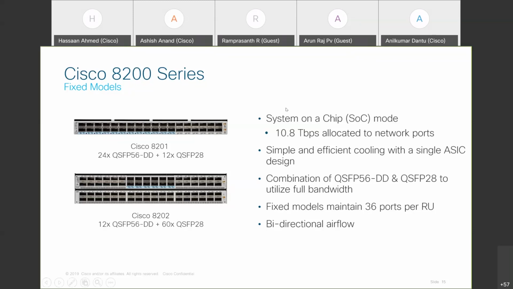We also call it a system on a chip architecture, and it has 10.8 Tbps of traffic handling capacity, and it supports both 400 gig as well as 100 gig ports. The 400 gig ports you can identify, for example on the 8201, as the ones highlighted in blue; they are all 400 gig ports, while the others are 100 gig ports. Similarly, on the 8202, the ones highlighted in blue are 400 gig, the remaining are 100 gig.